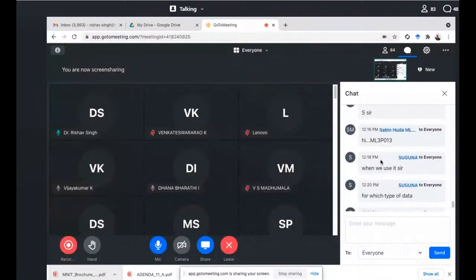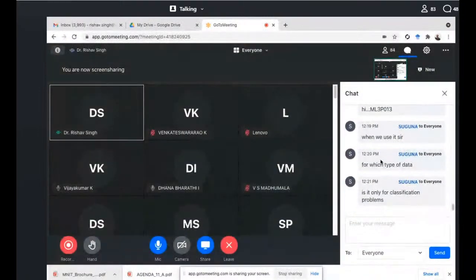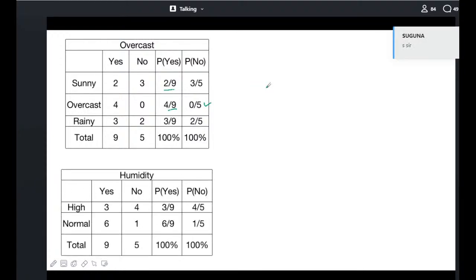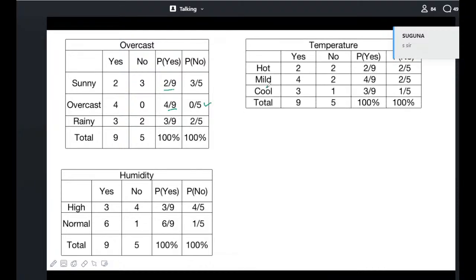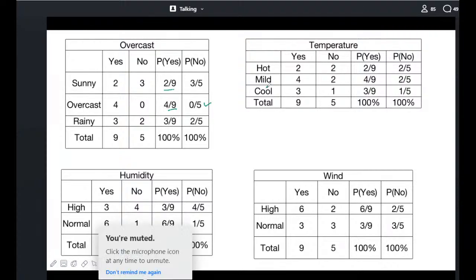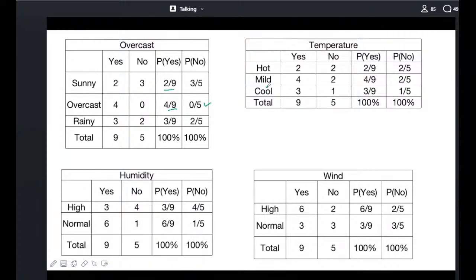Sugna, we will use this whenever we have classification data. Now people have come up with KNN with regression, naive Bayes with regression. There are other variations which people have come up with, but right now it is just for classification. In the same way, we compute it for humidity, for temperature, and for the wind over here. Okay, we computed all these probabilities.